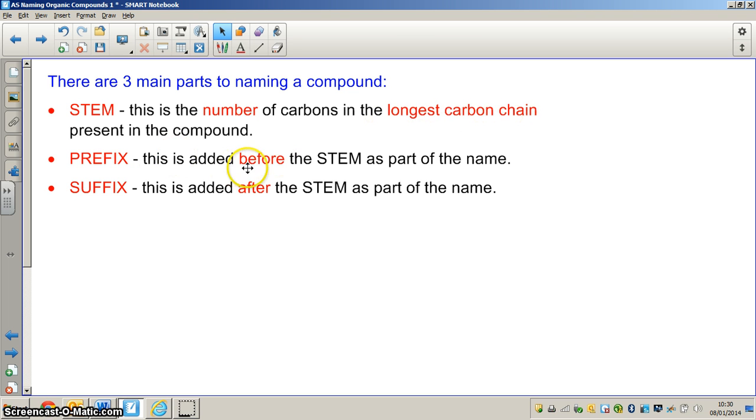So we might add on a functional group, or we might add on a branch of carbon chains or different chain lengths. And then finally, at the end of the stem, we have a suffix which basically describes the general character of what the molecule is. The best way to explain this is with examples.